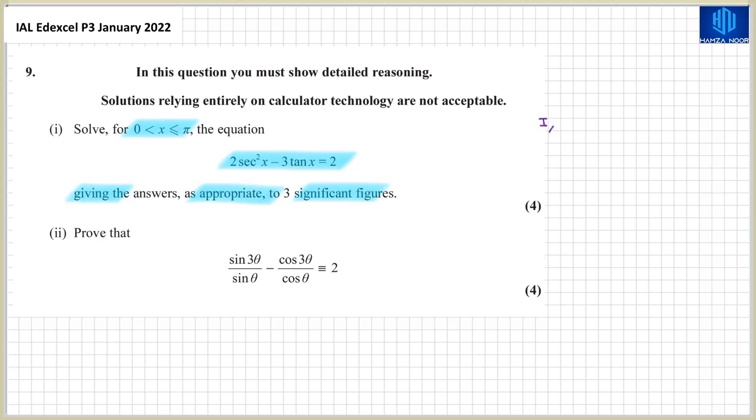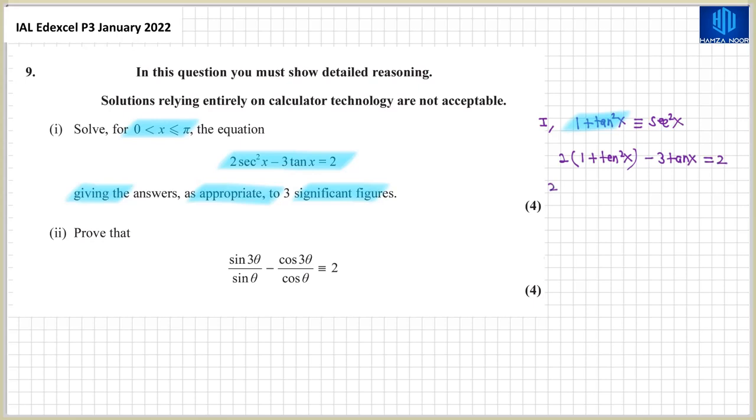As you know, a trigonometric identity is that 1 plus tan² x is equivalent to sec² x. So in place of sec² x, we can write 1 plus tan² x. The advantage is that we get a quadratic equation in terms of tan x. So 2 multiplied by sec² x, in place of sec² x I'm going to write 1 plus tan² x, then minus 3 tan x, and this whole thing is equal to 2.